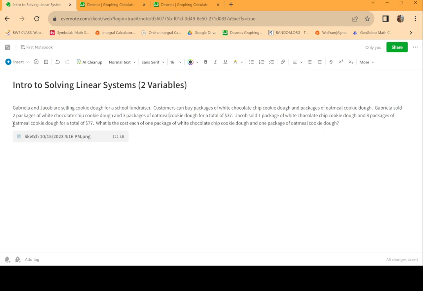What is the cost of each 1 package of white chocolate chip cookie dough and 1 package of oatmeal cookie dough? Here's a typical type of problem where we would need to develop some kind of system of equations that we solve simultaneously. If you notice, a couple of things stand out here.